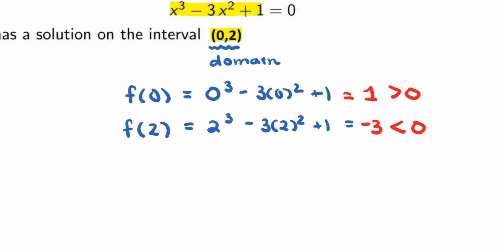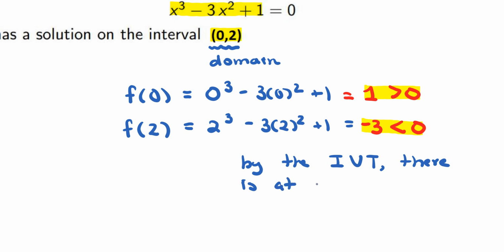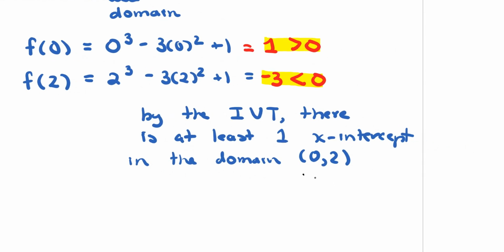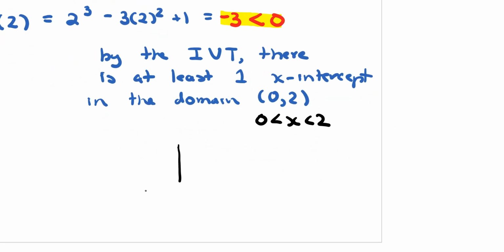Okay, so since one of your endpoints is above the x-axis and one endpoint is below the x-axis, we can say by the intermediate value theorem, there is at least one x-intercept in the domain 0 to 2. Now this domain 0 to 2, that's the same thing as x is between 0 and 2, right? Same notation there.